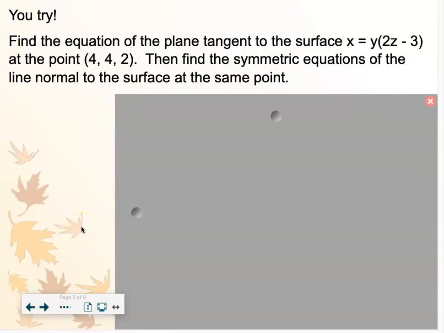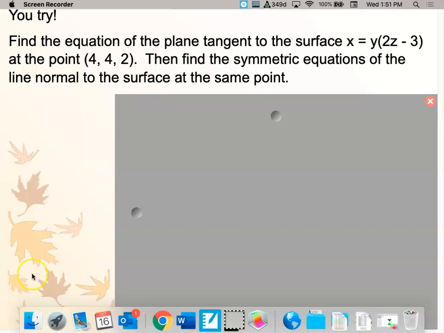Okay, all right, guys, give it a try. Find the equation of the plane tangent to the surface. No, do this on paper. I'll give you one to do on your whiteboards in a minute. All right, do it on your whiteboards. Find the equation of the plane tangent to the surface x equals y times 2z minus 3 at the point (4, 4, 2). Then find the symmetric equations of the line normal to the surface at the same point.